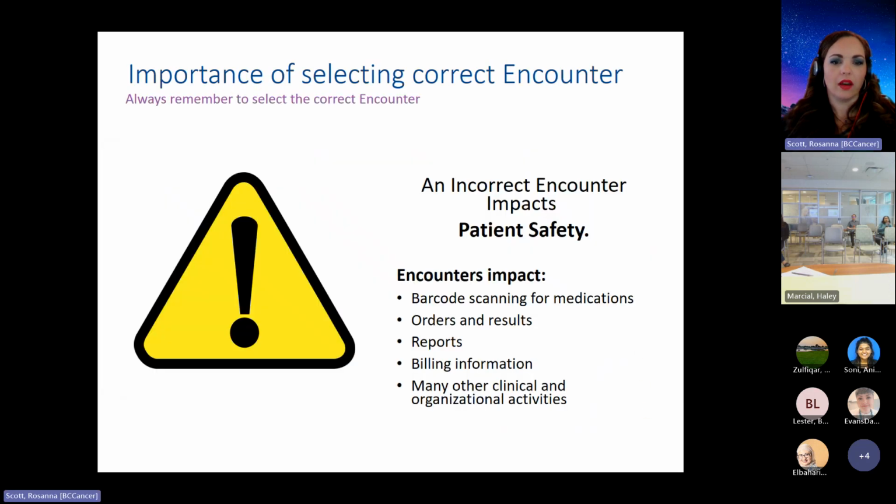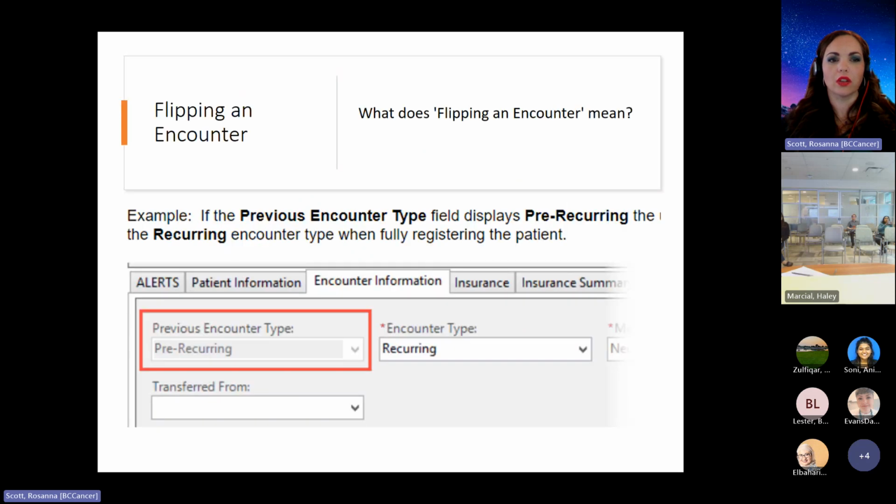which can have effects going down that can negatively impact patient safety. So that's why it's so important to select the correct encounter. Because if you select the incorrect encounter, it can impact barcode scanning for medications, orders and results, reports, billing information, and many other clinical and organizational activities. So just being sure, this is why we're letting you know how important it is to understand encounters and how to select the correct encounter and make sure you're on the correct encounter.